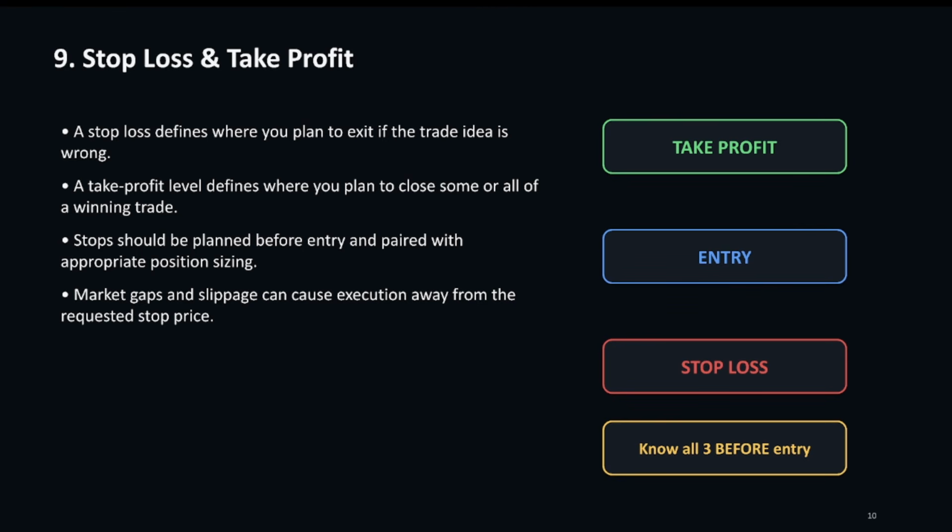So now your lot size is going to determine how much you're actually losing. Your stop loss and take profit, what you're going to be putting on, is going to determine how much you're going to be making and how much you're going to lose if the price doesn't go your way. Something you need to know is that market gaps and slippage can cause execution away from the requested stop price. So the market can sometimes be volatile.